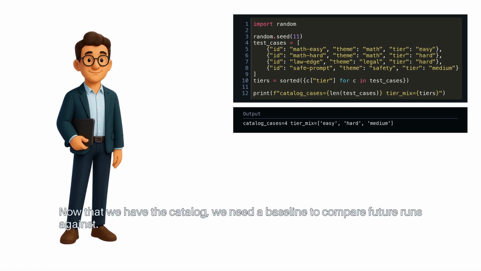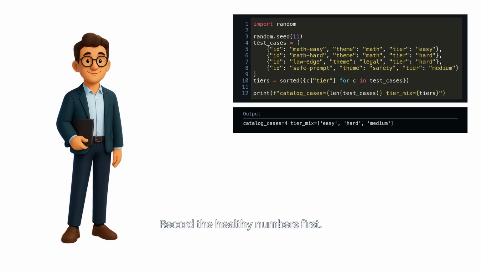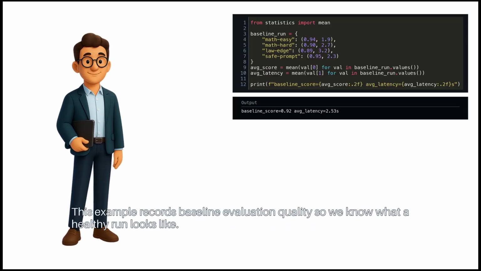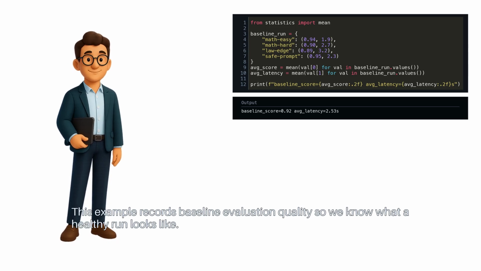Now that we have the catalog, we need a baseline to compare future runs against. Record the healthy numbers first. This example records baseline evaluation quality, so we know what a healthy run looks like.